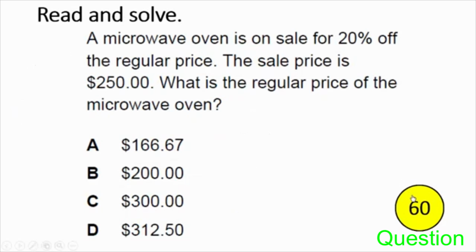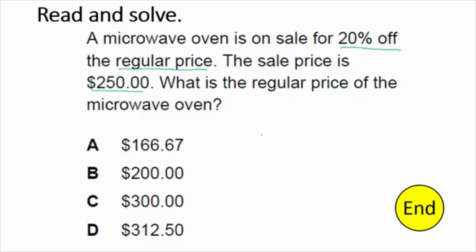Next question. Alright, a microwave oven on sale for 20% off the regular price, which is known as the sale price. So the sale price is $250. What is the regular price of the microwave oven? Here's the issue. We need to figure out what was the price of the microwave before they took the discount.